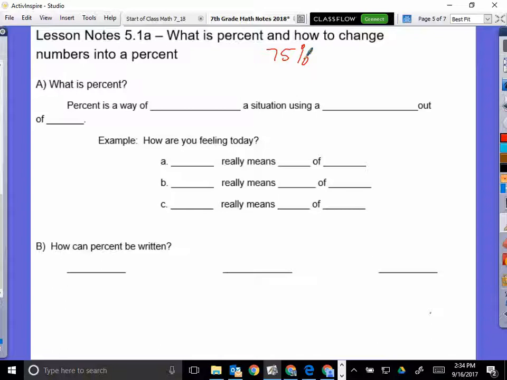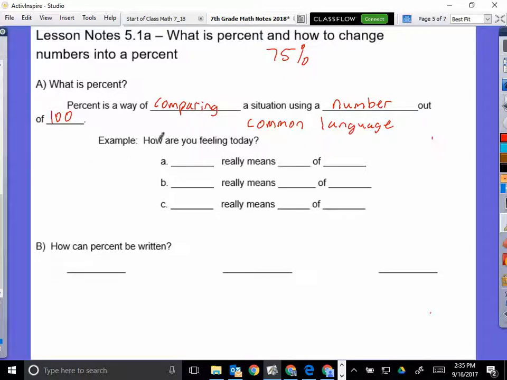What is a percent? Percent is a way of comparing a situation using a number out of 100. Okay, it's a way people talk about a situation by using a number compared to 100. All right, so it's a way to describe something. It's kind of like a common language people use to show what is going on. All right, it's like a common math language.